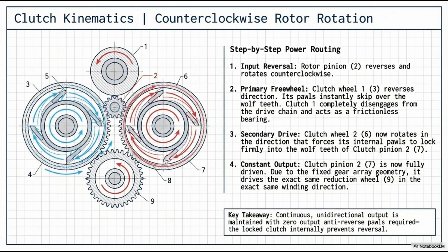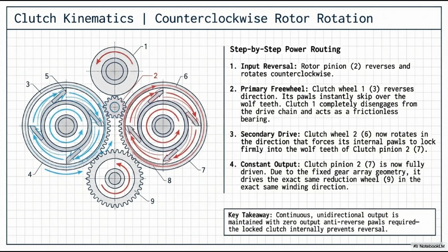Let's trace the clutch kinematics during counterclockwise rotor rotation. Follow the red active force arrows again. Step 1, input reversal: the rotor pinion, 2, violently reverses and rotates counterclockwise. Step 2, primary freewheel: clutch wheel 1, component 3, reverses to clockwise. Instantly, its internal pawls hit the shallow angle and skip over the wolf teeth. Clutch 1 completely disengages from the drive chain. It now acts as the frictionless bearing.